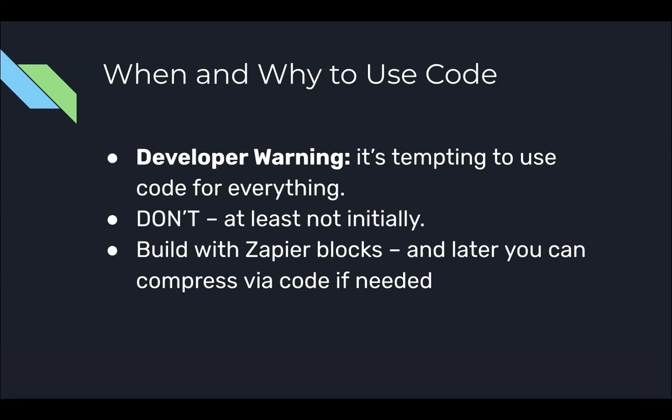So ideally, I don't like to use code initially. I try as best as I can to build everything with Zapier blocks. And later, if I continue working with them, and there's something that hasn't given us any bugs, and I am confident that we'll have no need to troubleshoot that further, I may compress it via code if needed. And of course, I also walked you through a couple of examples of scenarios where you may want to use code yourself.